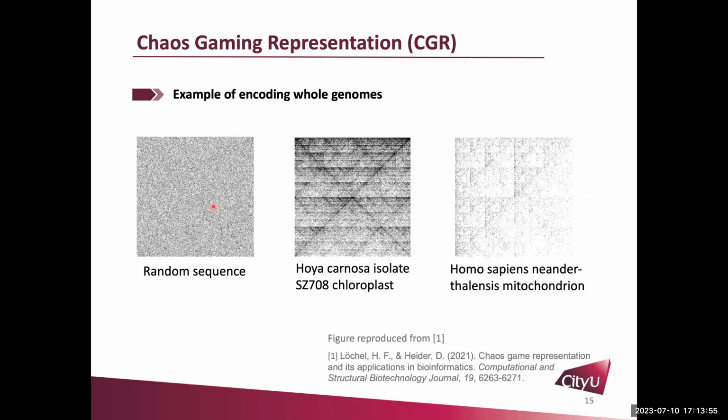Here are some examples of encoding the whole genome using the CGR. And as you can see, compared to the random sequence, it's clear that CGR can encode the genome with useful information, and different genome images contain different patterns. So the CGR images are suitable for the pattern recognition method.